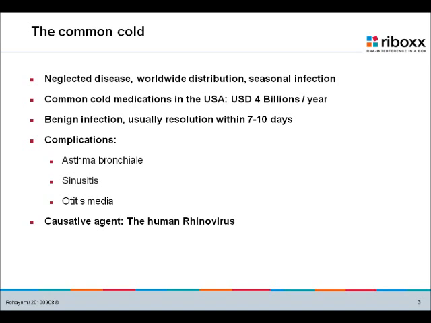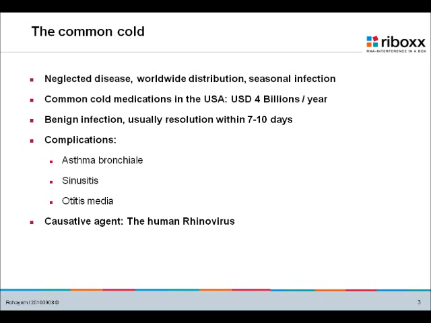Now in the US, about $4 billion are spent per year on medications for the common cold. So you have really a wide distribution of the disease with a huge impact on the population, but also an industrial interest in developing drugs against this agent.